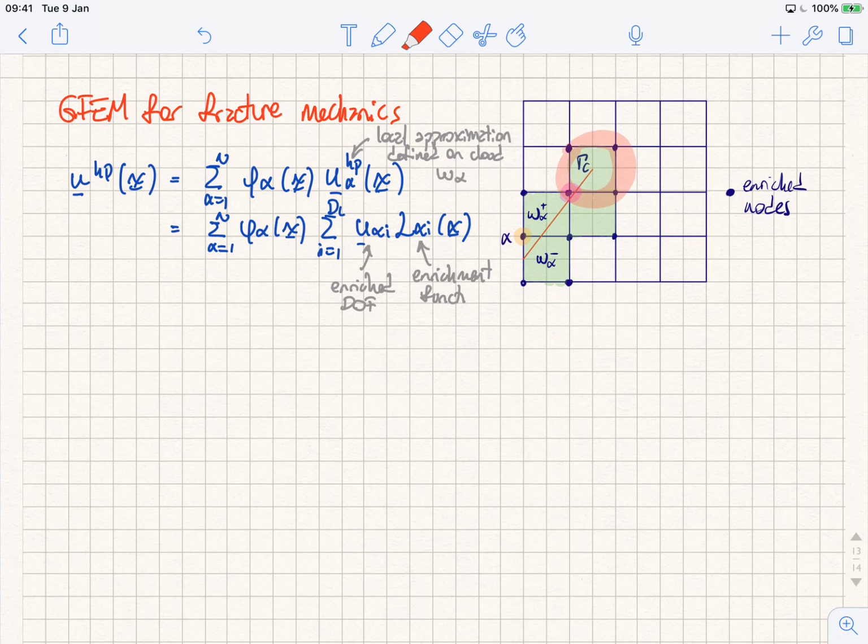But what happens here? If I take a look at this element, what do you think would happen if I enrich every node of that element with the Heaviside enrichment? Will I be able to reproduce the right kinematics? No. Why not? So intuitively, what would happen if I enrich every node with a Heaviside enrichment there? The whole thing is going to split, right? And that is indeed what happens.